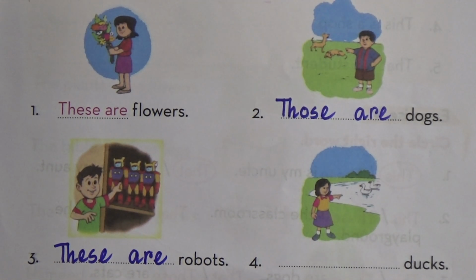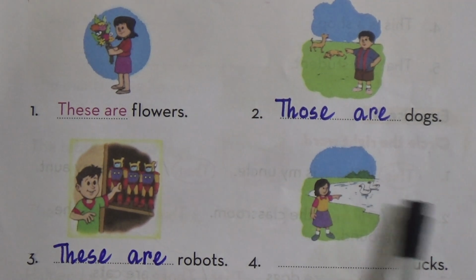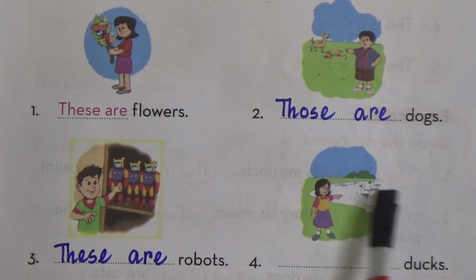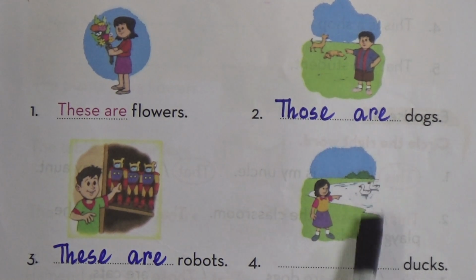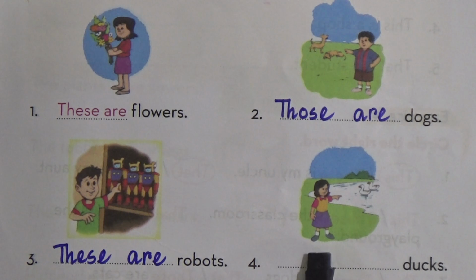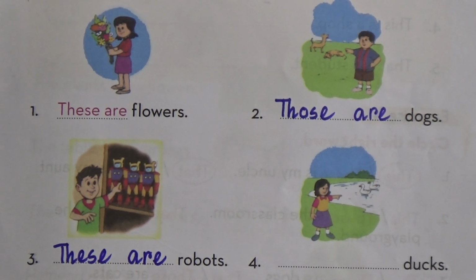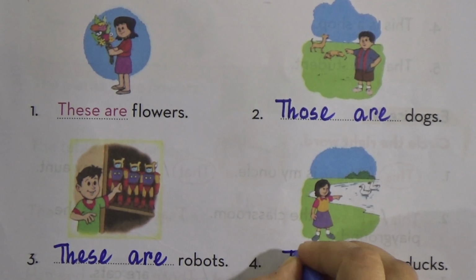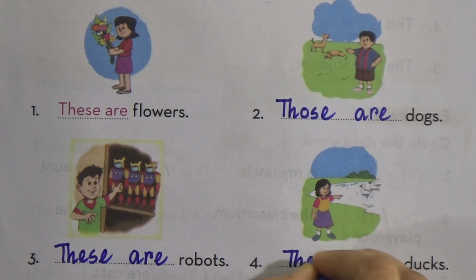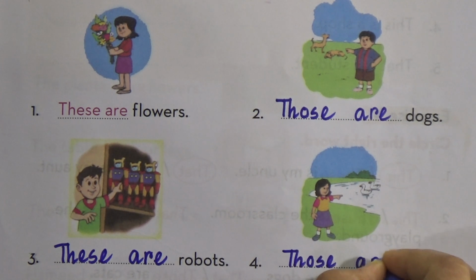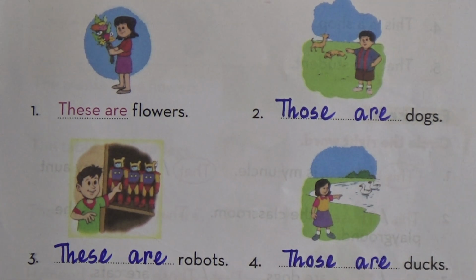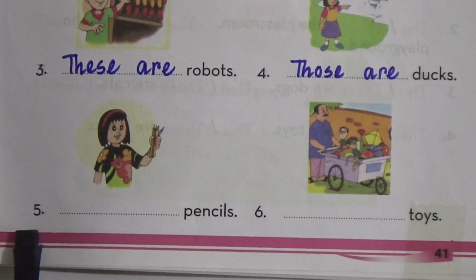Now come to number 4. The girl is pointing to ducks. Are the ducks near or far? Yes, right you are. The ducks are far away from the girl. So we will write those are ducks.